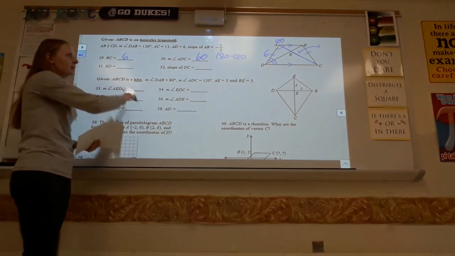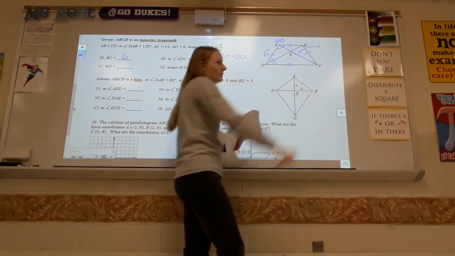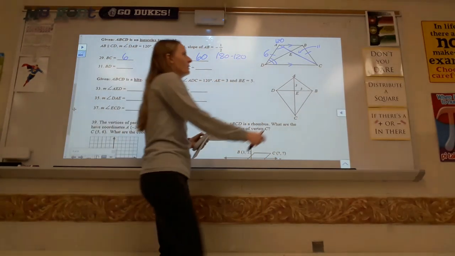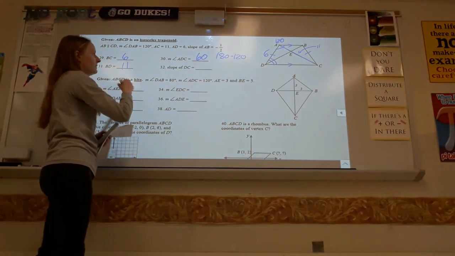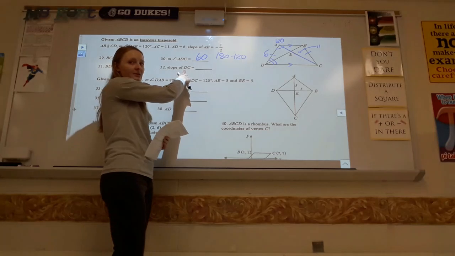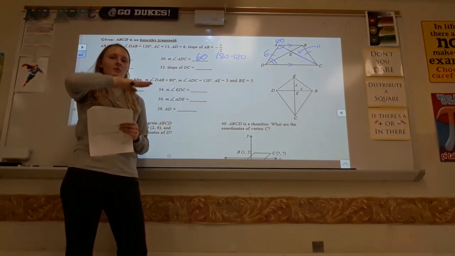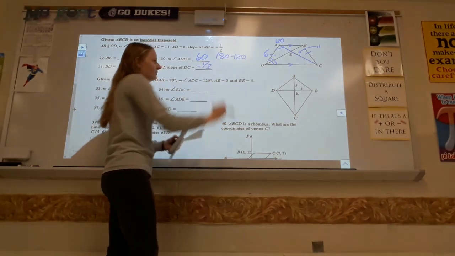Next, I want to find BD. BD is the length of this diagonal. I already know one diagonal. In an isosceles trapezoid, the diagonals are equal, just like a rectangle. So if this diagonal is 11, the other one is also 11. And then lastly, I want to find the slope of the other base, DC. The top base had a slope of -1/2, and because they're parallel, they have to have the same slope. So the bottom would also have a slope of -1/2.